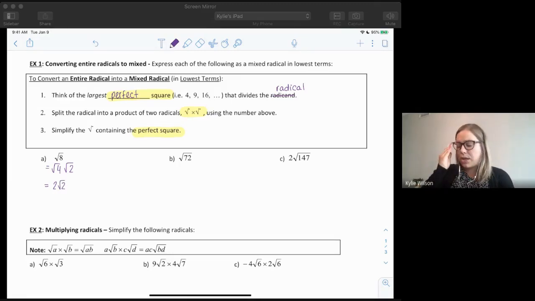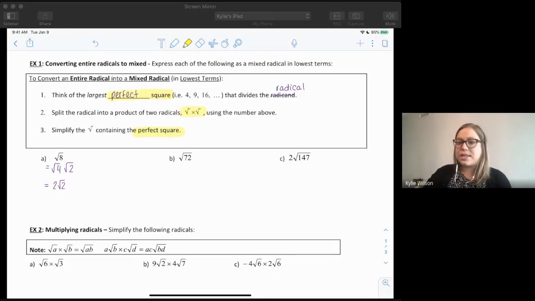And if you put root 8 in your calculator, you would get the same thing as if you put 2 root 2 in your calculator. They actually mean the exact same thing. So this is our simplified version. That is what you need to have on all of your answers moving forward. Let's try another one. So the second example is root 72.